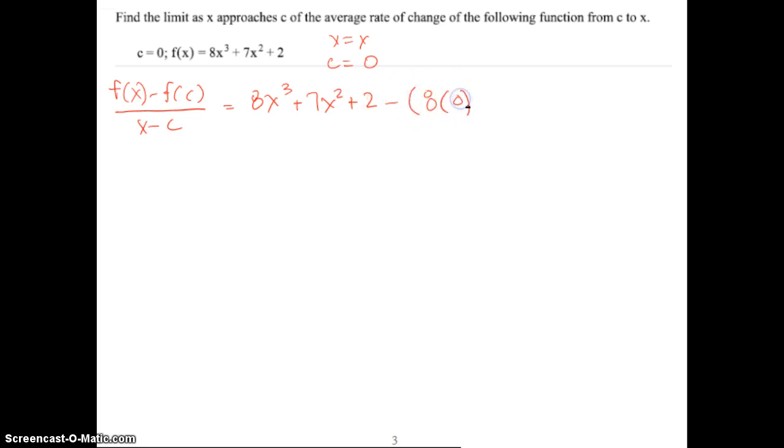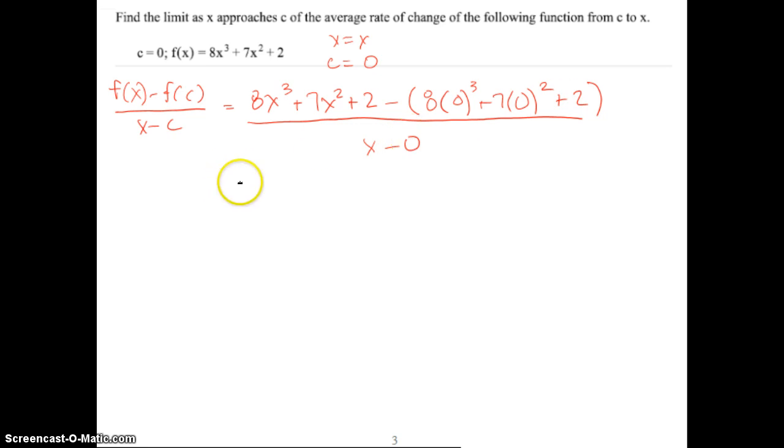So again, first we want to find the average rate of change. So we're going to say f of x minus f of c over x minus c. Our x equals x and our c equals 0. So 8x cubed plus 7x squared plus 2 minus 8 times 0 cubed plus 7 times 0 squared plus 2, divided by x minus 0.